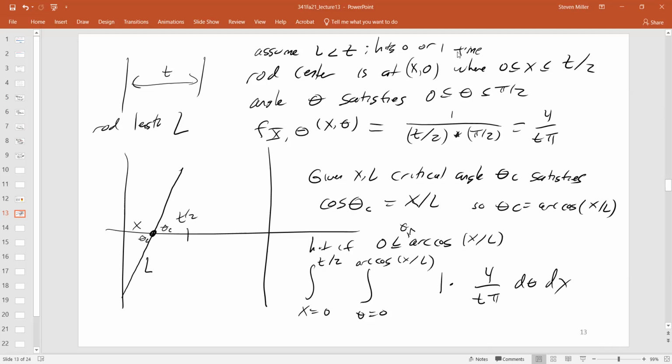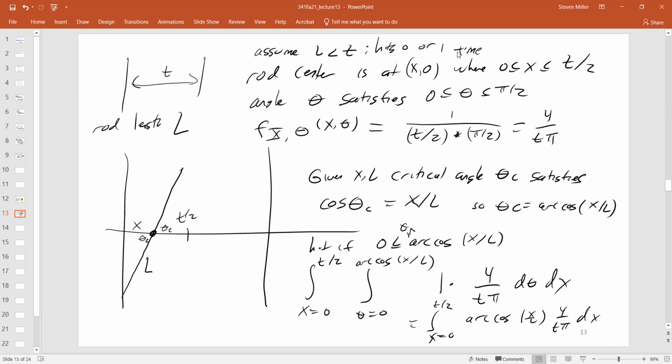Okay. Is it hard to do the theta integral? No. Yeah. So the theta integral is just theta, and then you evaluate it from 0 to arc cosine X over L. So then you just get the integral, X goes from 0 to t halves of arc cosine of X over L times 4 over t pi dx. And now you have to integrate arc cosine. All right, that integral could be a little bit of a challenge.